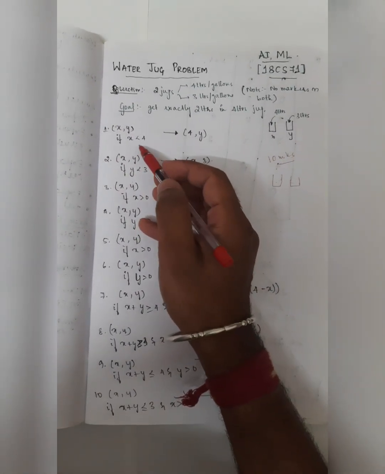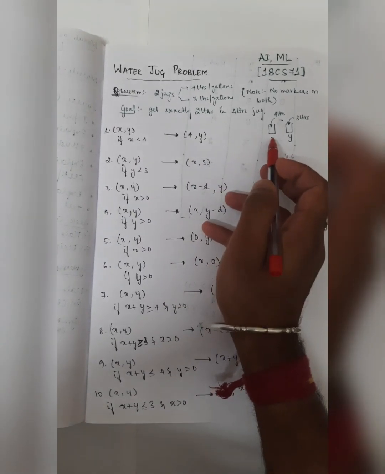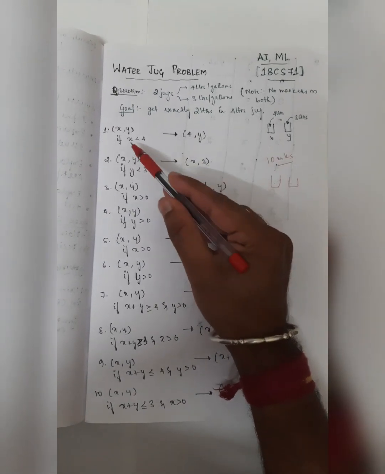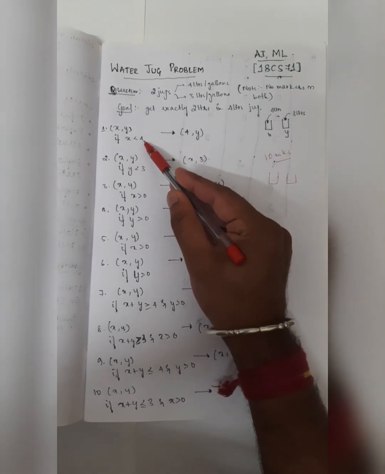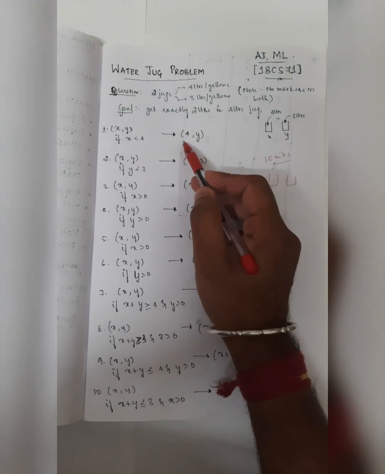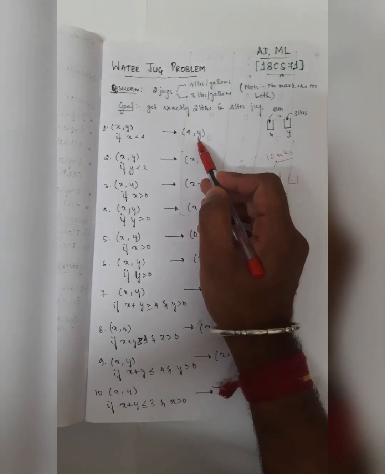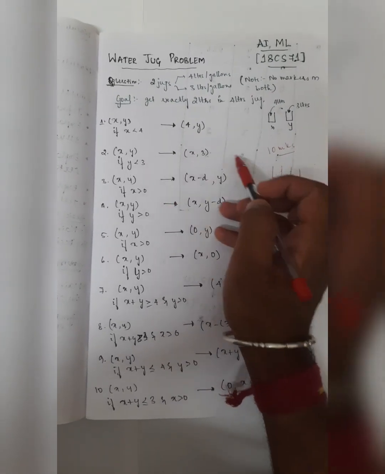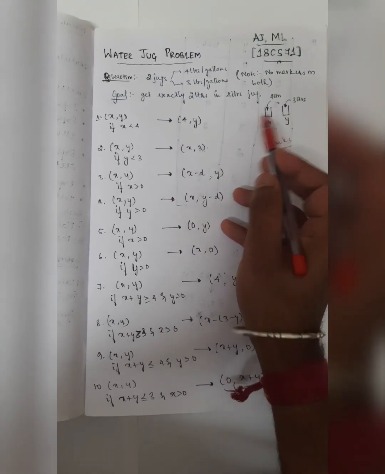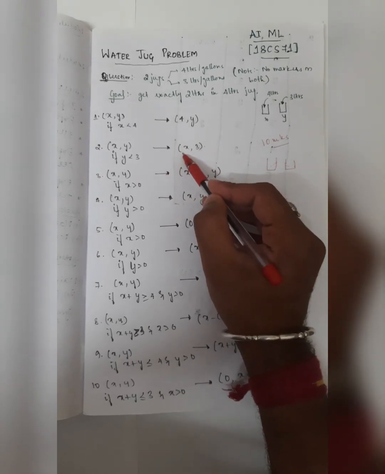Now the first rule says that since X has capacity 4, initially X is 0, right? It is less than 4, so I can fill 4 liters of water to X. So I filled 4 liters, it is (4, Y). And now let us fill 3 liters of water to Y. How do you fill? You fill it with rule number 2.